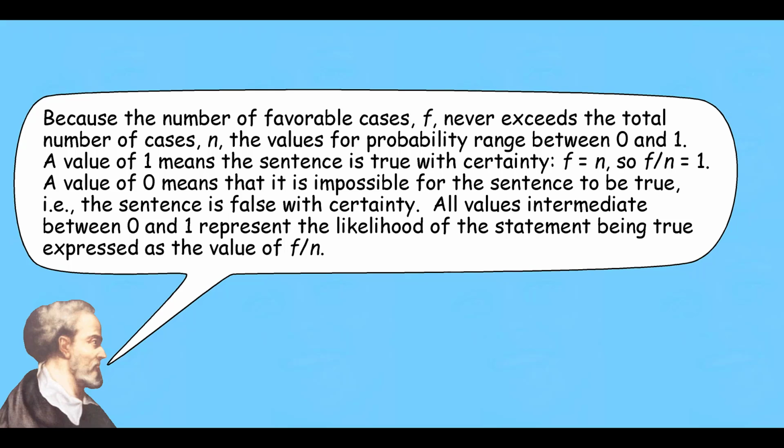A value of 0 means that it's impossible for the sentence to be true. That is, the sentence is false with certainty. Now, all the values intermediate between 0 and 1 represent the likelihood of the statement being true, expressed as the value of f, favorable outcomes, divided by n, total number of possible outcomes. So let's look at a couple of illustrations.